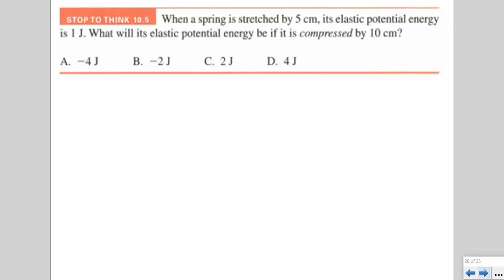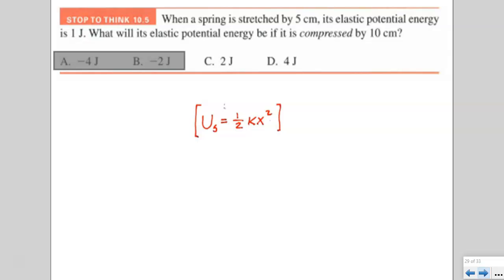When a spring is stretched by 5 centimeters, its elastic potential energy is 1 joule. What will its elastic potential energy be if it's compressed by 10 centimeters? So it was stretched 5 and it was compressed 10. So elastic potential energy is 1/2 kx squared. So our spring constant will always be positive, and our x, because we're squaring it, will always be positive. So as a result, we can't have negative elastic potential energy.